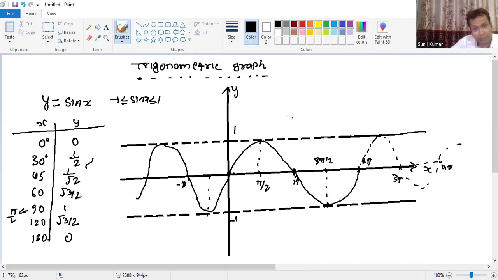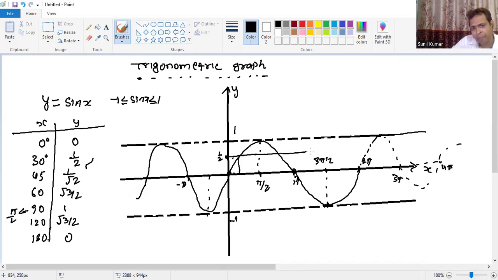Okay, so we know that sine 30 is 1 by 2. So 30 is going to be here, because here we have 90 degrees, and if you can see here, we have 30 degrees. We are getting 1 by 2 here, half of this value. So what we have to do here is just draw a parallel line.